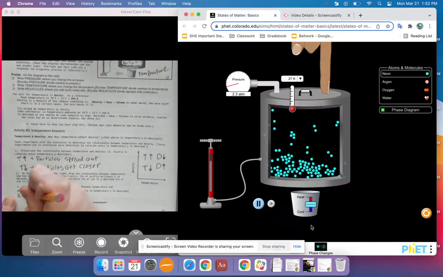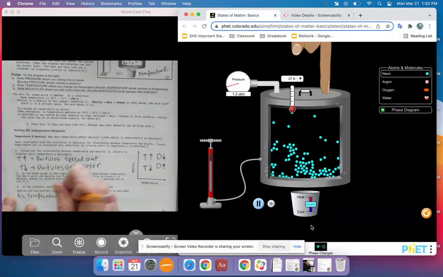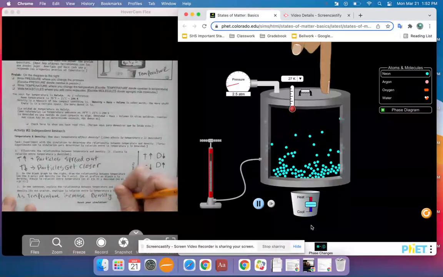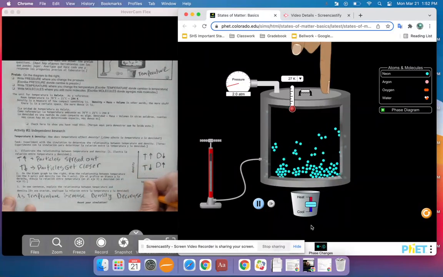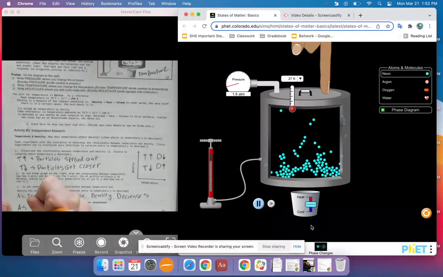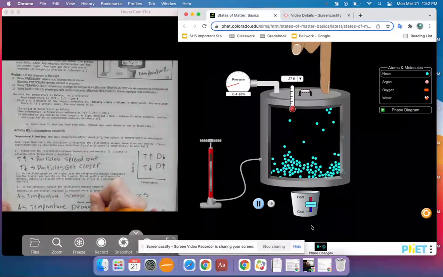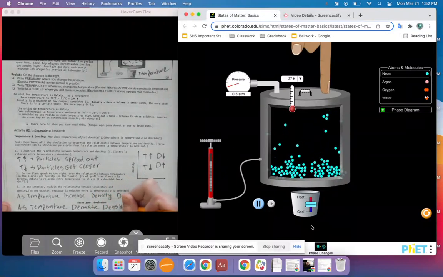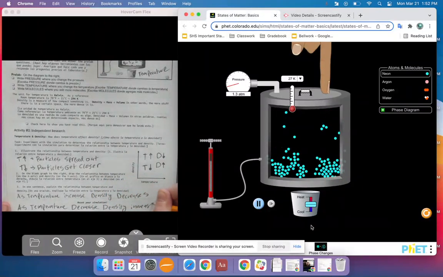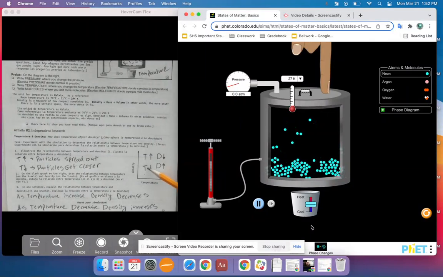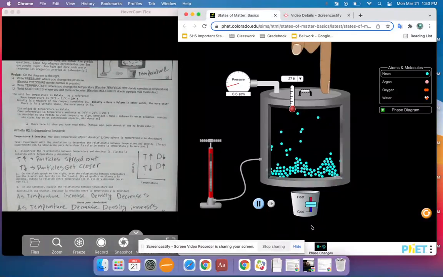As temperature increases, density decreases. And as temperature decreases, density increases. And this is because as we are giving it more temperature, they are able to spread out more, so it's less dense. As we remove temperature, we bring the temperature down, they get closer together, so it's more dense.